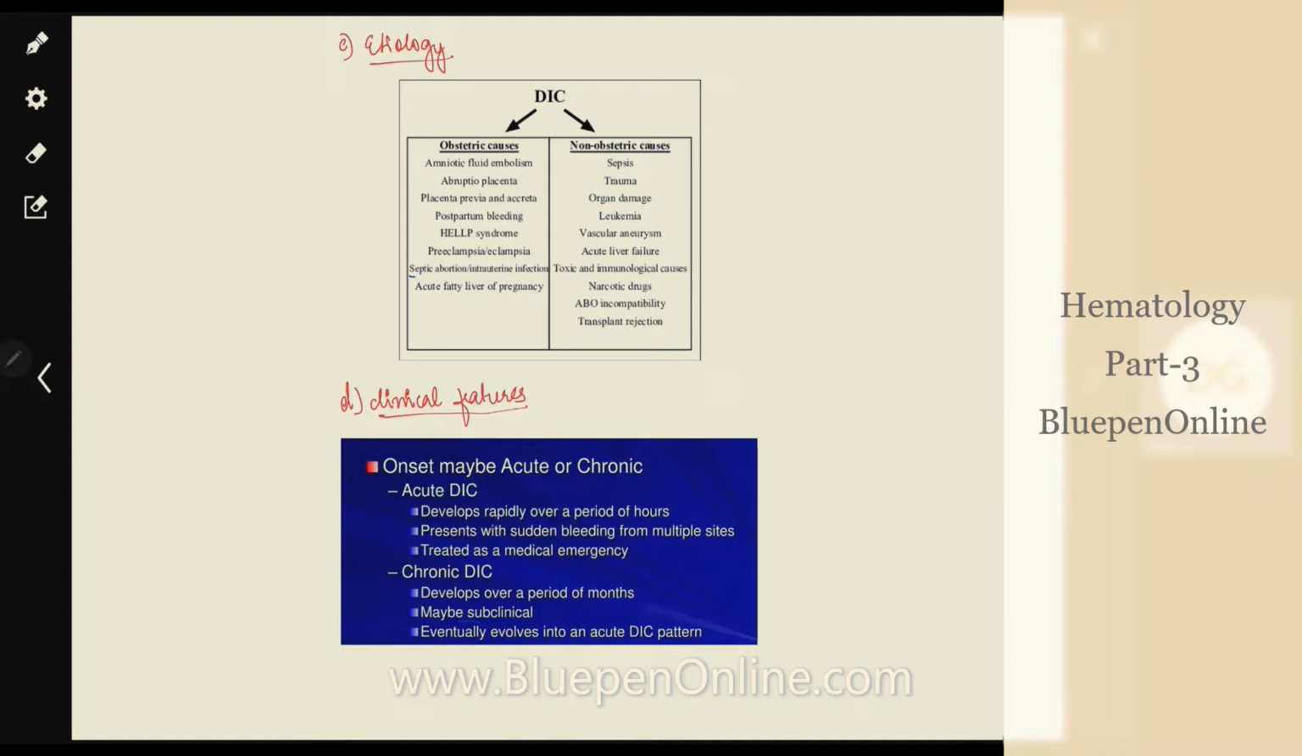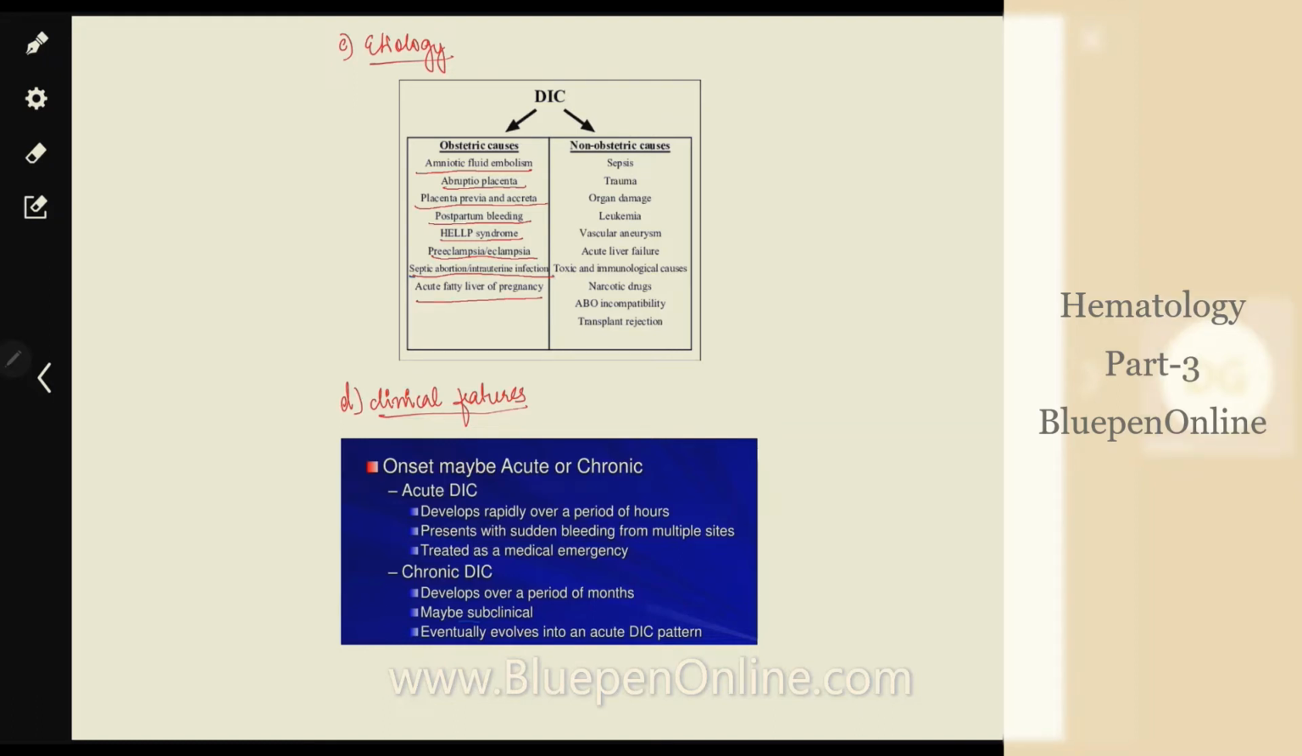So what causes DIC? The obstetric causes include amniotic fluid embolism, abruptio placenta, placenta previa and accreta, postpartum bleeding, HELLP syndrome, pre-eclampsia, septic abortion and intrauterine infection, acute fatty liver of pregnancy.